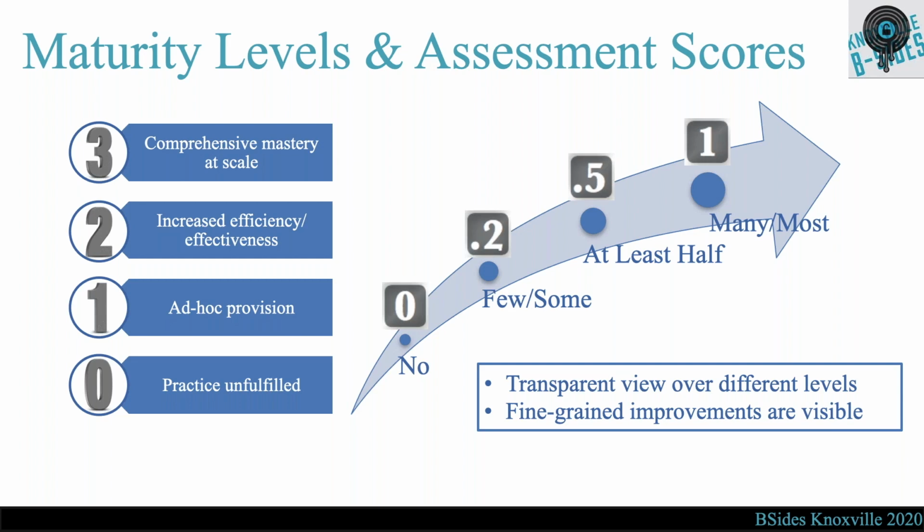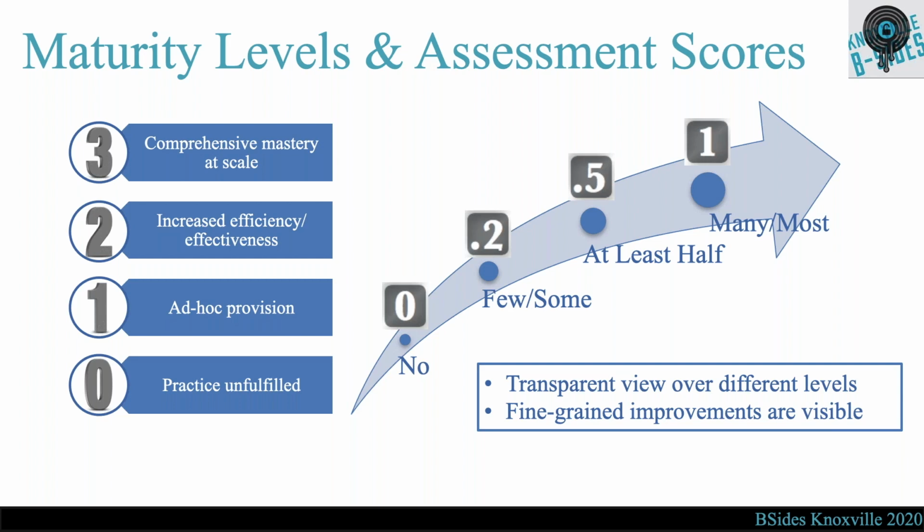Sorry, I meant in version 1.0 and 1.1. In 1.5, we added these new granularity levels where you can answer something like some, or at least half, and get partial credit, but also have the ability to show improvements in your score when you finish the initiative to train the other roles. With the new model, we also changed the wording to many and most and not all. And there is a rationale behind that as well.